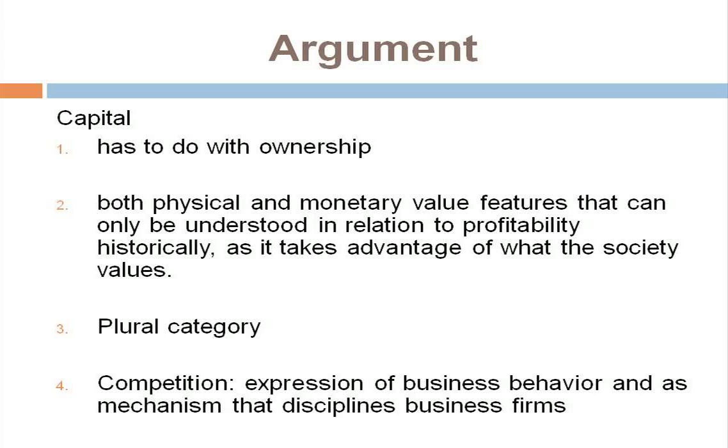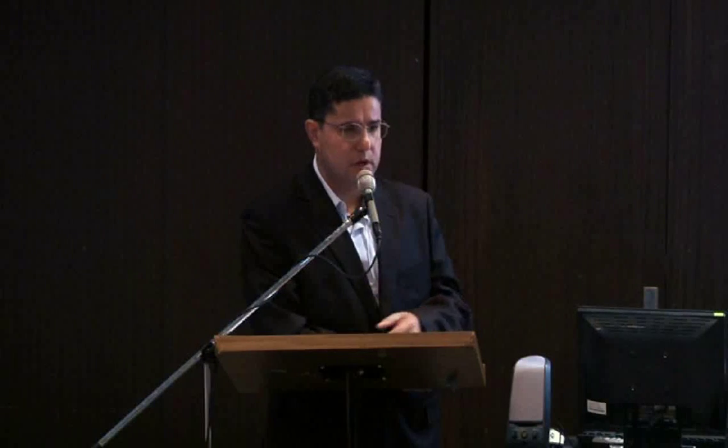So, first of all, capital in a capitalist society is an ownership category. It's all about ownership. And it has both a physical and a monetary side, but it is a plural category. And because of its plural nature, business competition has a very important role to play. What I mean by business competition is a dynamic process where we see competitive behavior, competition as the behavior of individual business firms, as well as a mechanism that exerts control over individual firms, depending on the market situations.